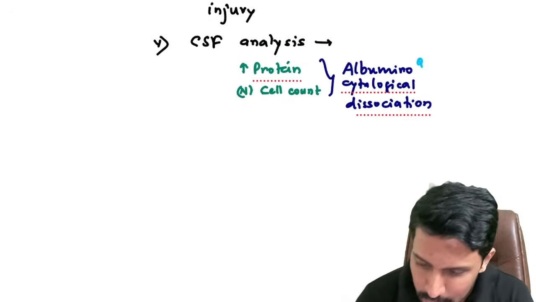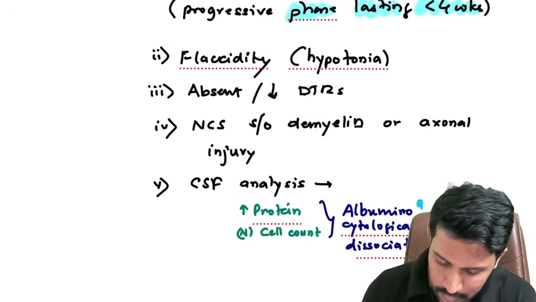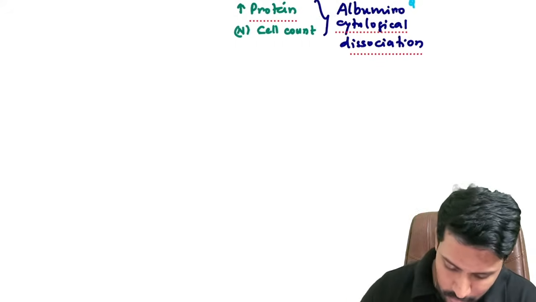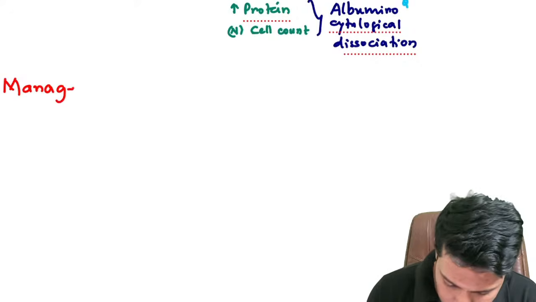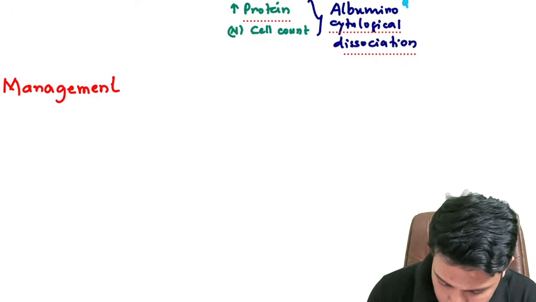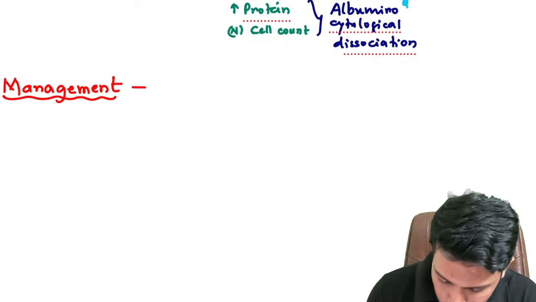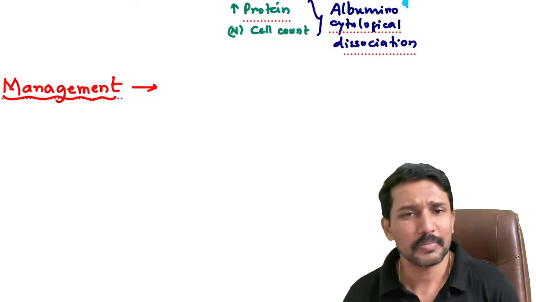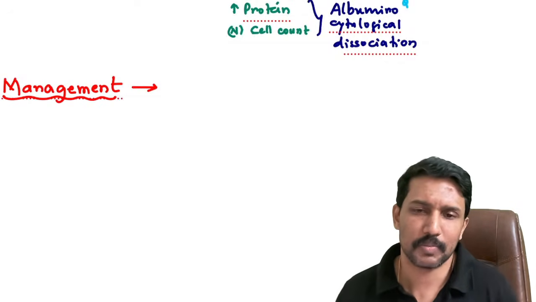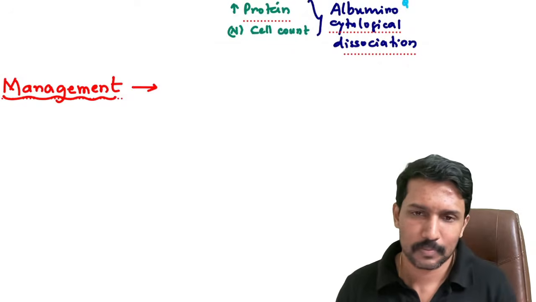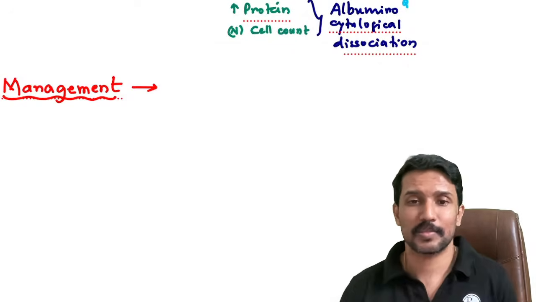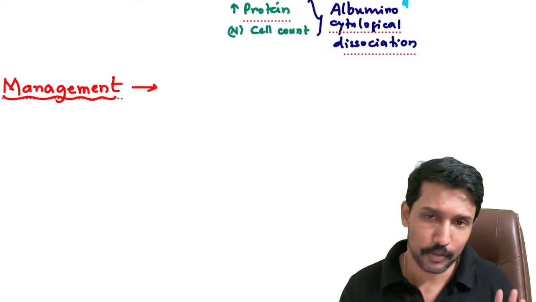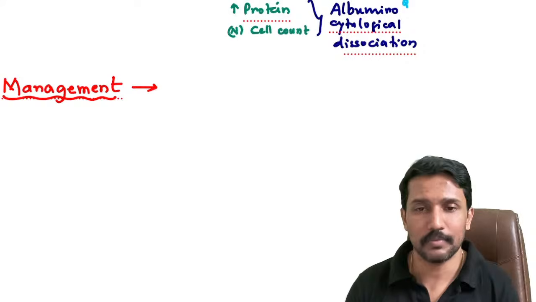Now that we have learned about its diagnosis, let us talk about the management. How do you manage a case of GB syndrome? So what is my biggest fear if I'm treating a case of GB syndrome? My biggest fear is if the disease progresses and involves the respiratory muscles, patient will have respiratory failure. I have to put him on ventilator to keep him alive.